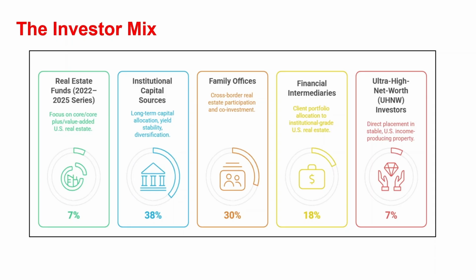18%. Client portfolio allocation to institutional grade US real estate. And these participants will probably be able to come in at lower investment values. And then on the last, it's 7% of the ultra high net worth investors.